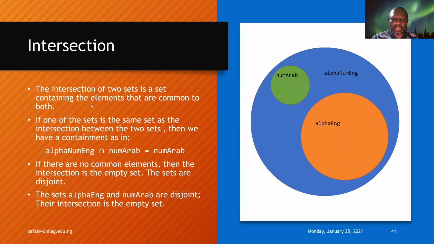So this alphanumeric English and numeric Arab is equal to Arab. So when you do the intersection of these two, you get one of them. Then that means that this Arabic numeral set is a subset of this.